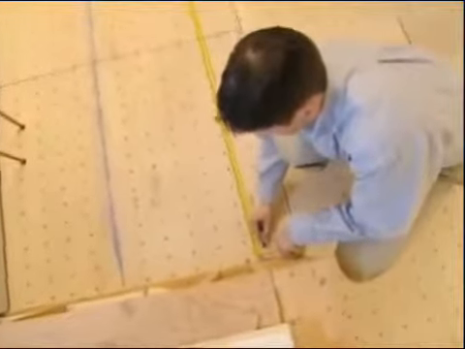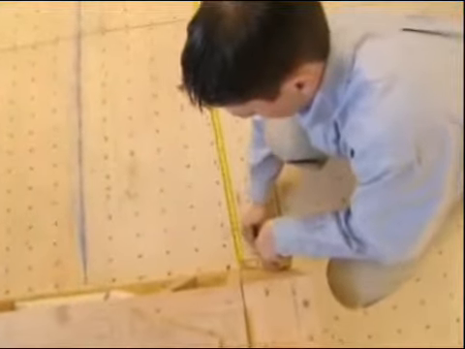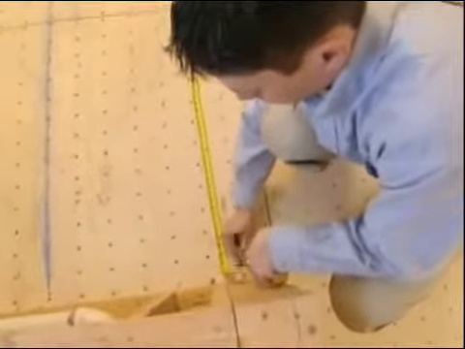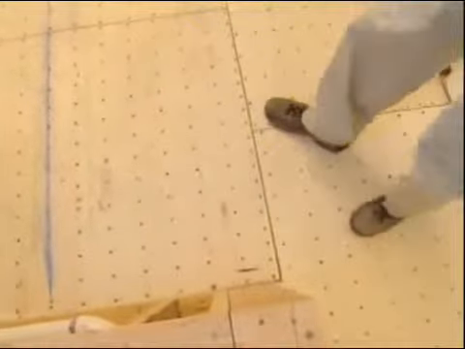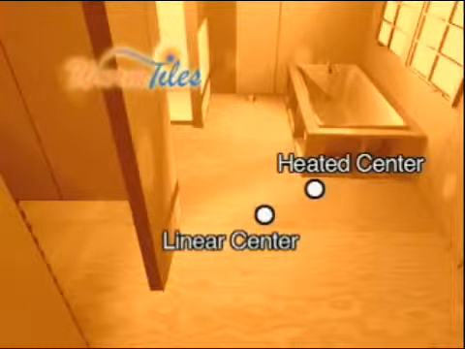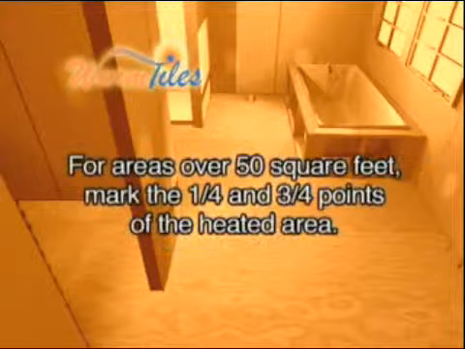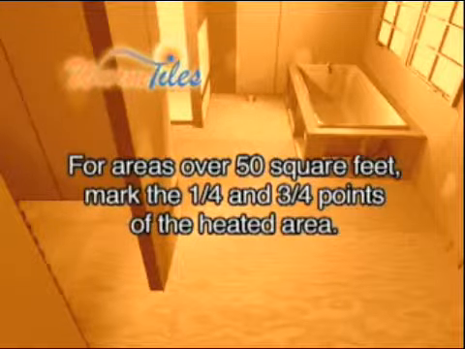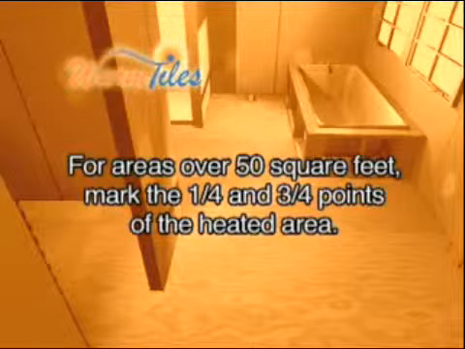Mark the center point of the heated area of your floor layout. Calculate the square footage of this section of your room layout. Note, this heated area center point may not coincide with the linear center point of the room. For areas over 50 square feet, the 1/4 and 3/4 points of the heated area should be marked as well.